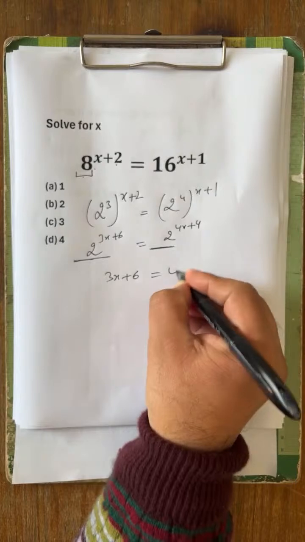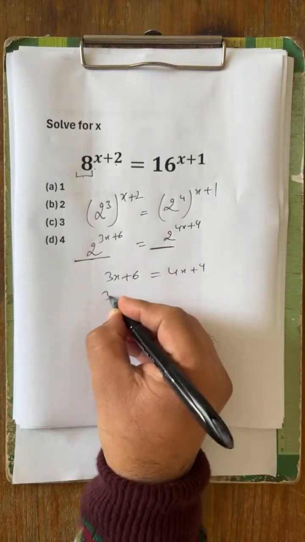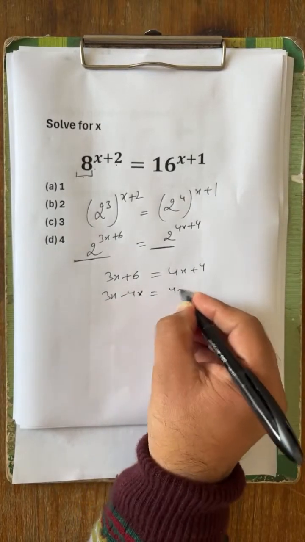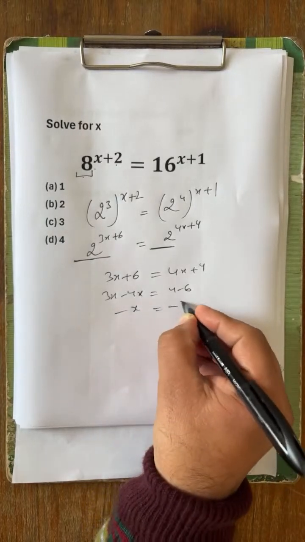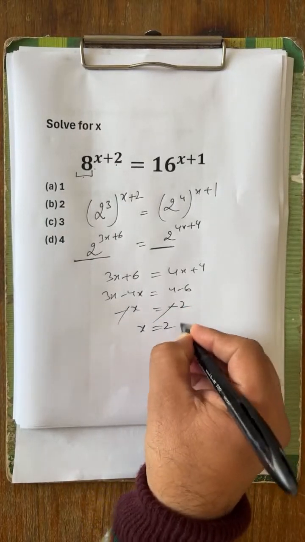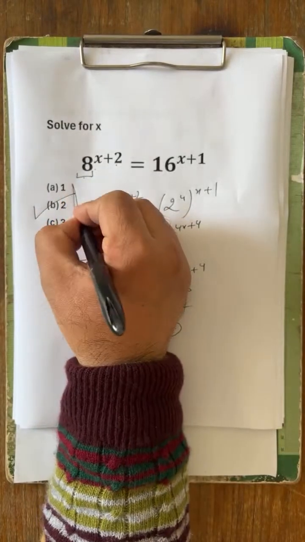3x plus 6 is equal to 4x plus 4. 3x minus 4x is equal to 4 minus 6. Minus x is minus 2, so x value is 2. Option B is correct.